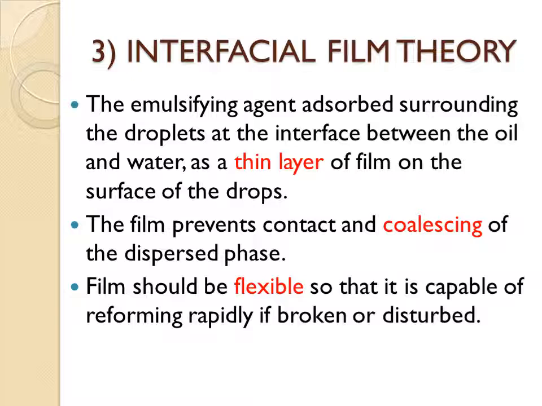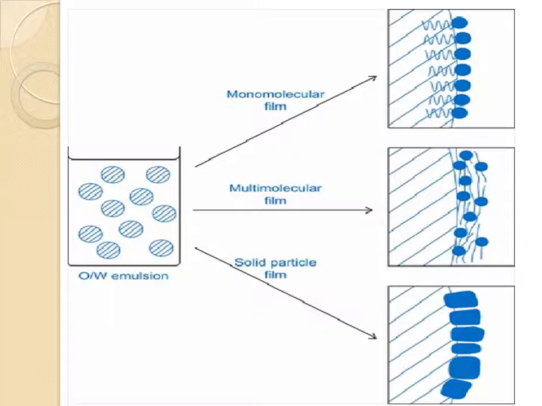Flexible in nature in the sense that when we shake this emulsion, the films get broken or disturbed, and after this breaking or disturbing, the film should form again rapidly, so that the two globules do not mix together and we do not observe instability. So this is one characteristic: the film should be flexible so that it reforms rapidly. These are the films we study under the interfacial film theory.